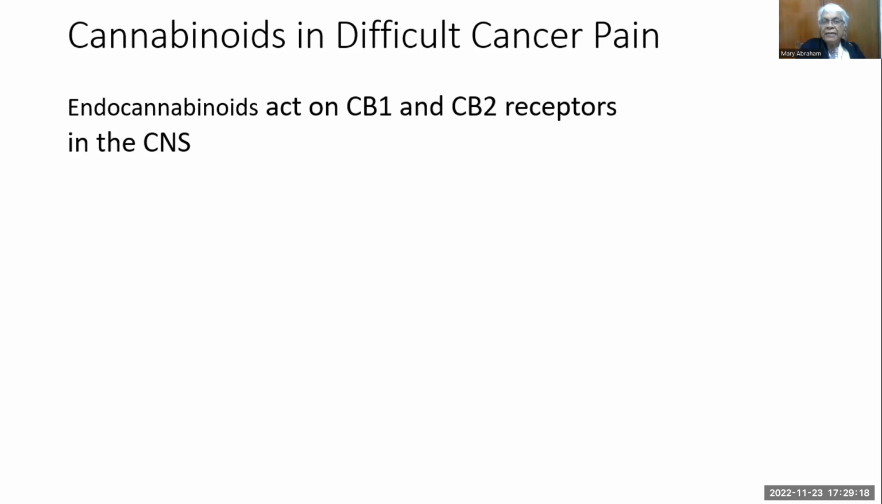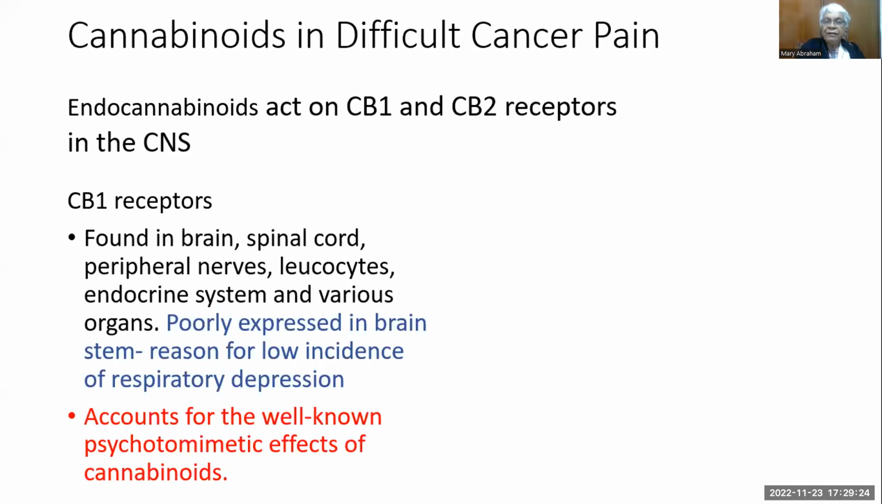The endocannabinoids act on what are called the CB1 and CB2 receptors in the central nervous system. Now, CB1 receptors are found in the brain, the spinal cord, and the peripheral nerves, but they're poorly expressed in the brain stem, and that is a reason that it has a low incidence of respiratory depression, because we know that the respiratory centers are in the brain. But that is the one that is accounting for the well-known psychotomimetic side effects of cannabinoids.